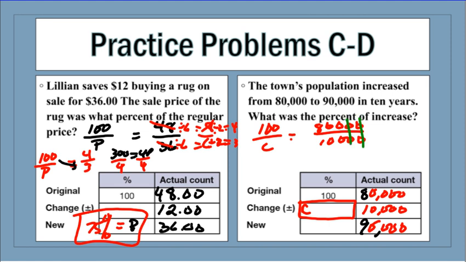And I'm going to simplify here. The zeros all cancel off. And now I have 100 over C equals 8 over 1. Cross multiply, I have 100 equals 8C. Divide by 8 on both sides, so I have 100 divided by 8. That would give me 12.5. So C would be 12.5, so 12.5%.